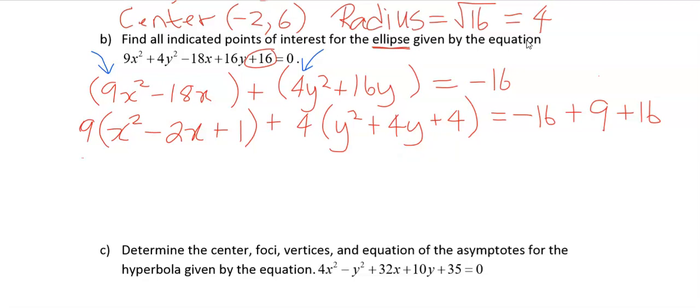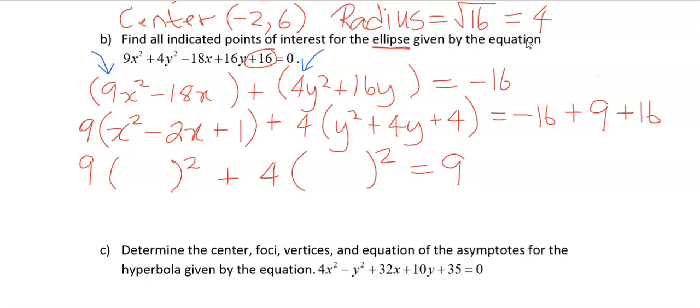All right, now, because you have forced these to be perfect square trinomials, we should be able to write them as the square of some binomial. So I've got 9 in front of something squared, and then I've got 4 in front of something squared is equal to, we'll figure those out now in just a second. And on the right side, look what you have. You have negative 16 plus 9 plus 16. How about 9? Okay, so what are the binomials that go in those brackets?